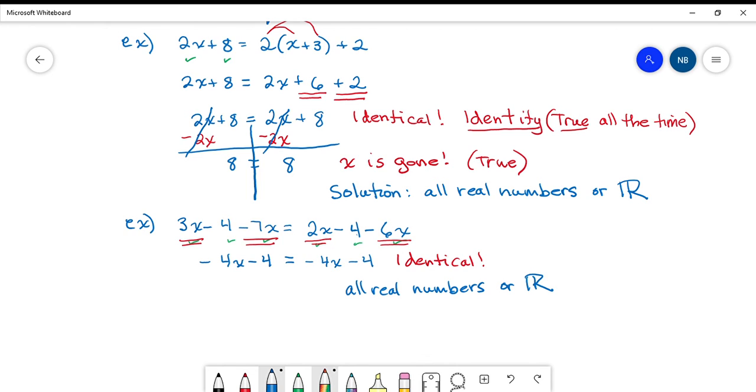Okay, so our 2 special cases are when the x drops out. In one case, the x drops out and you're left with something that's true all the time. That's an identity and has all real numbers for the solution. If the x's drop out and then you're left with something that's just false, like 2 equals 17, that's a contradiction, and the solution will be no solution.